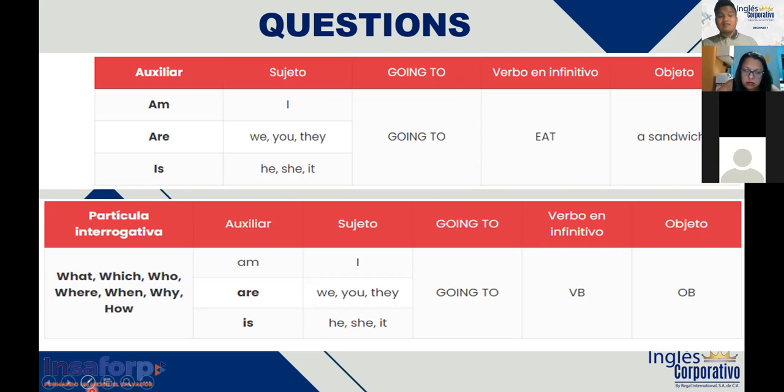Here also we have the way that you can create questions using going to. For example, si tú haces la pregunta, are you going to eat? ¿Vas a comer? That's a question, ¿sí? Are you going to eat? ¿Vas a comer? Or you can also use WH questions with that. For example, you can say, who are you going to eat with? ¿Con quién vas a comer? Who are you going to eat with? Okay?